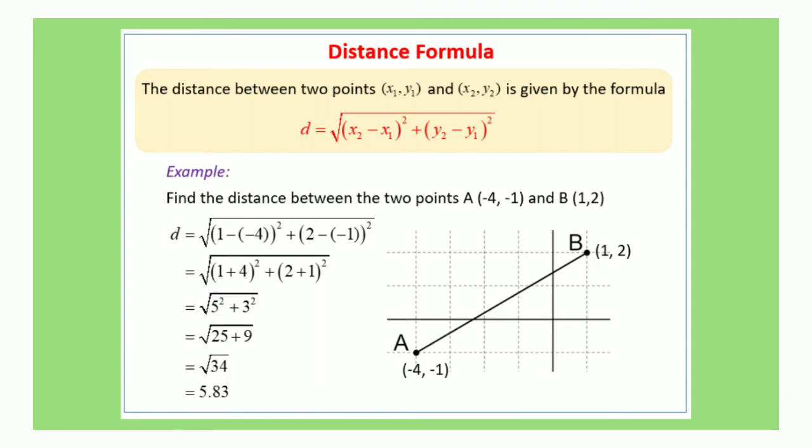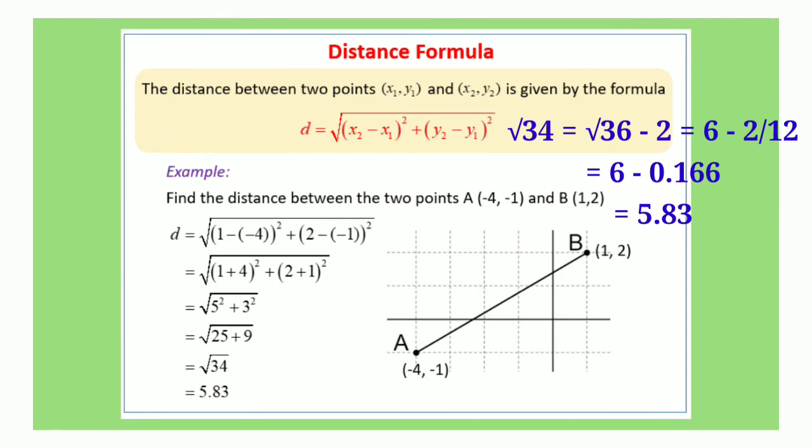Then how to find the square root of 34? Very simple. We know 34 is a non-perfect square. For this, root 34 can be written as follows. After 34, which number is a perfect square? 36. So 36 minus 2. First we write 36 minus 2, that is equal to 34. So root 36 means 6, correct? Root 36 equal to 6.